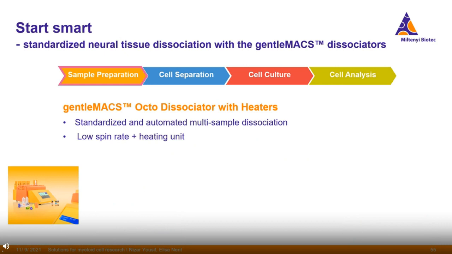So let's start with sample preparation in the first step. The gentleMACS Octo Dissociator with Heaters helps you with a standardized and automated dissociation. It uses mechanical disruption and enzymatic digestion and thereby performs a gentle and efficient brain dissociation.